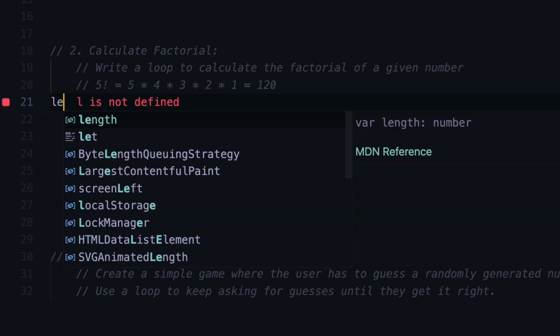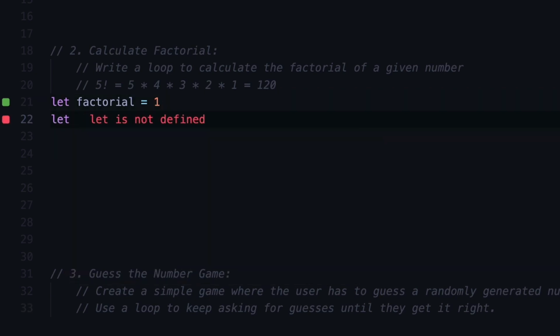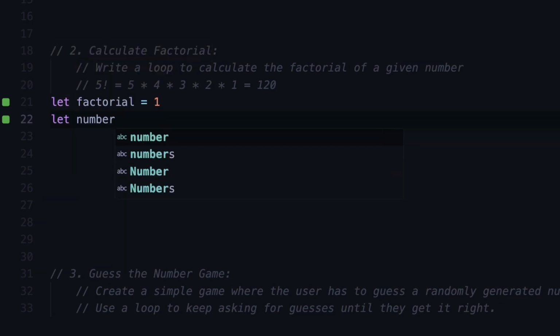So we can initialize our factorial and this will be equal to 1 at the beginning. And we need one more variable, which will be the number that we want to calculate. For example, it can be 5, 6, and this is the number that we want to calculate factorial for. Let's just name this number, and for now let's assign it to 5 because we want to calculate the factorial of 5.